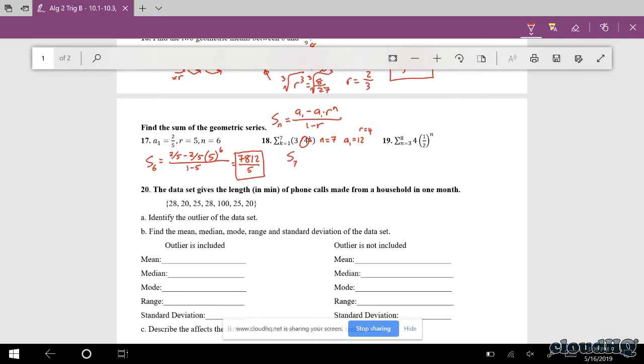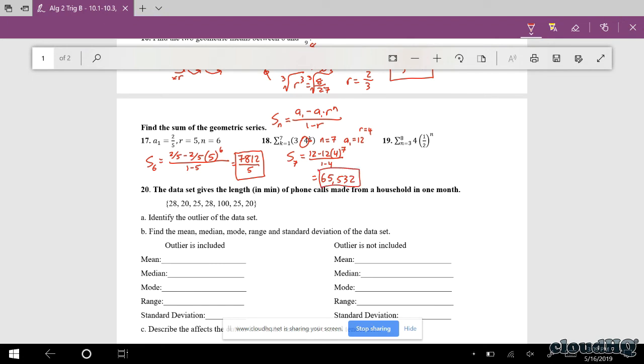So the sum of these 7 terms is equal to 12 minus 12 times 4 to the 7th over 1 minus 4. So take your numerator and we'll divide it by -3. 65,532 would be our sum.